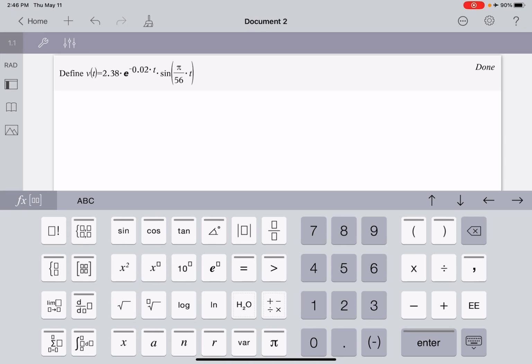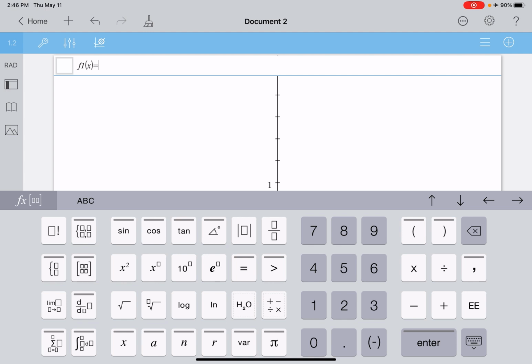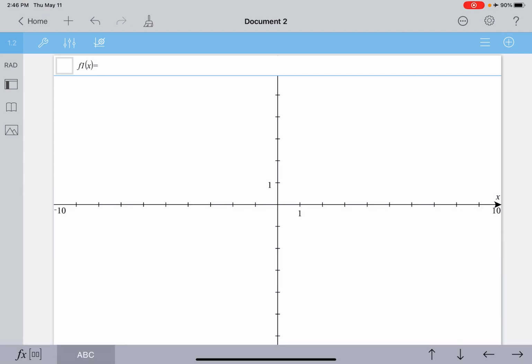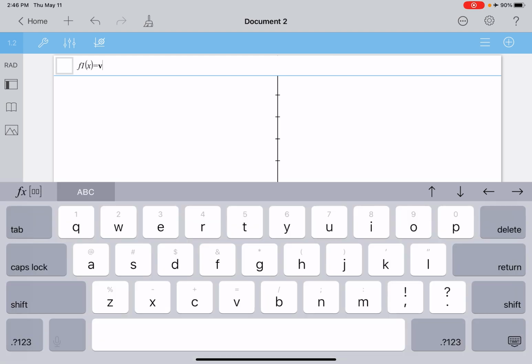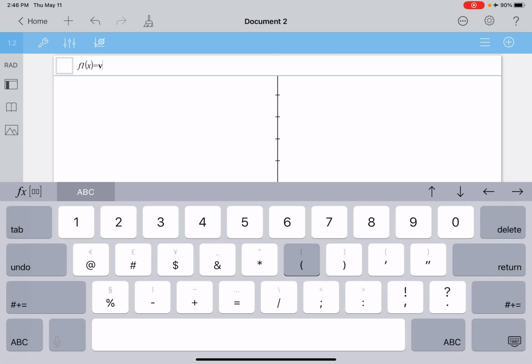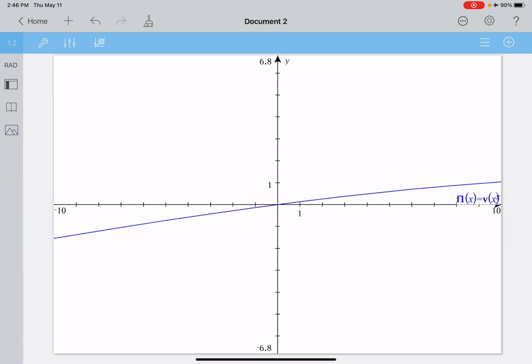Having defined the function already, I'm going to add a graph page right here. And for f1 of x, that function was defined as v of t in my calculator. When we're graphing on the Inspire, we've got a graph in terms of x here. So we'll hit that, and that didn't tell me very much, but I think I better change my window around here.